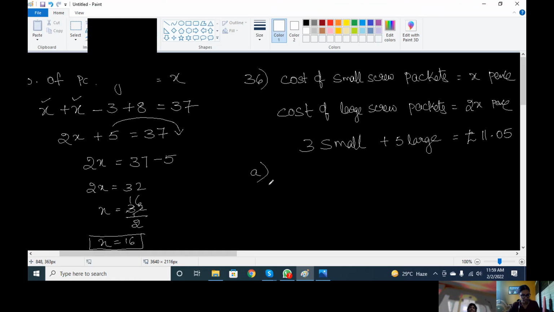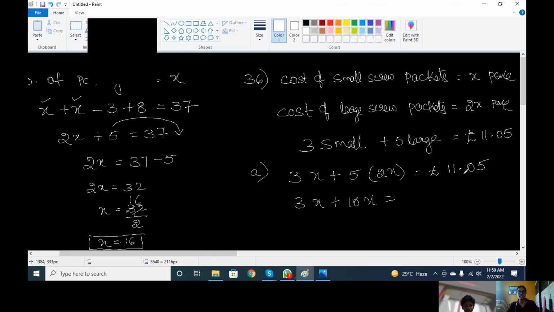Question A: find in terms of X the price of a packet of large screws. So we need to find out the large screws packet. Let's write the equation. 3 times the small screws, which we have taken as X, and 5 large screw packets, which we have taken as 2 times X, is equal to the total cost, 11 pounds 5 pence. So 3x plus 5 times 2x gives you 10x, is equal to... this is in pounds and these are in pence. So let's convert everything into smaller, same units.